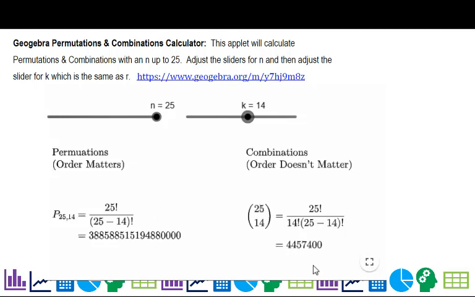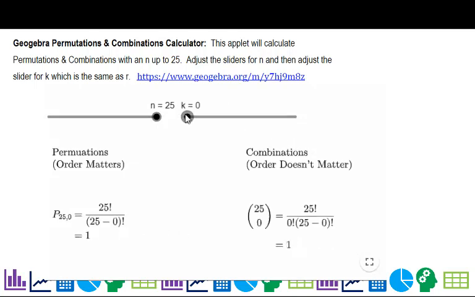Now, an interesting thing, the combinations you can see are much lower. And here's the weird part about combinations. So let me say I put K at 0. We pick nothing. There's only one way to pick nothing. Then we pick 1, and they look kind of the same, right? Then we pick 2, and the numbers start growing, and they grow faster for permutations than they do for combinations, which makes sense because order matters for permutations, but not combinations.